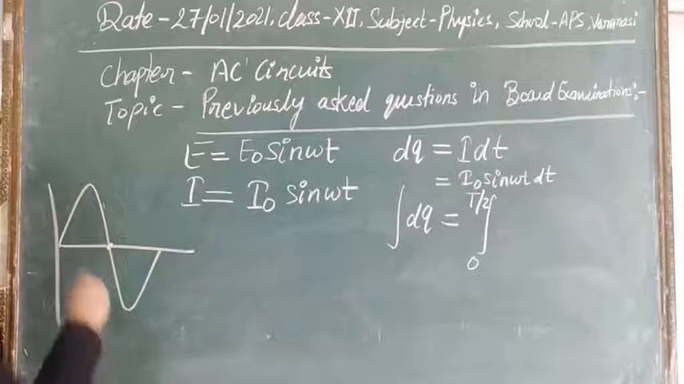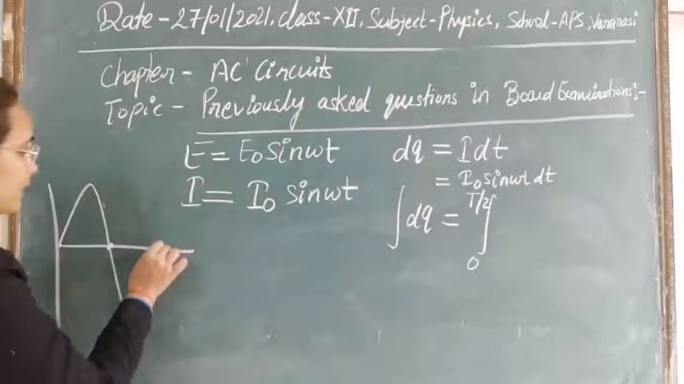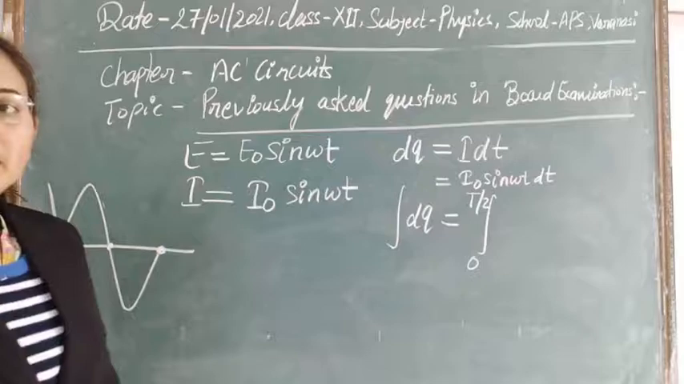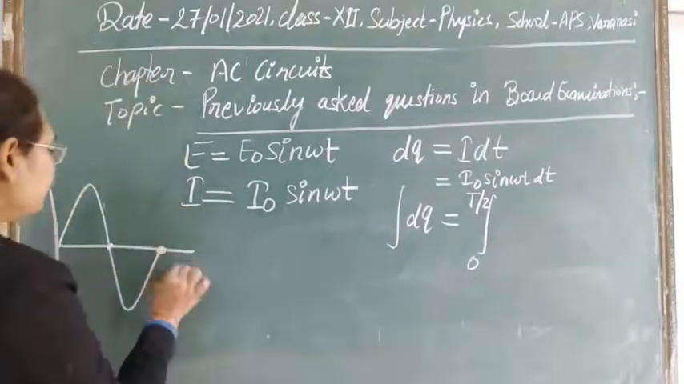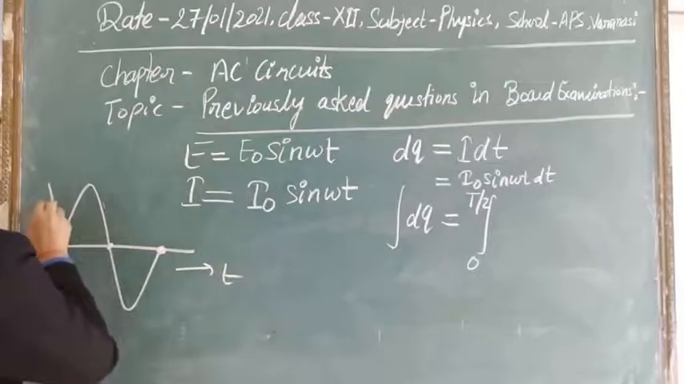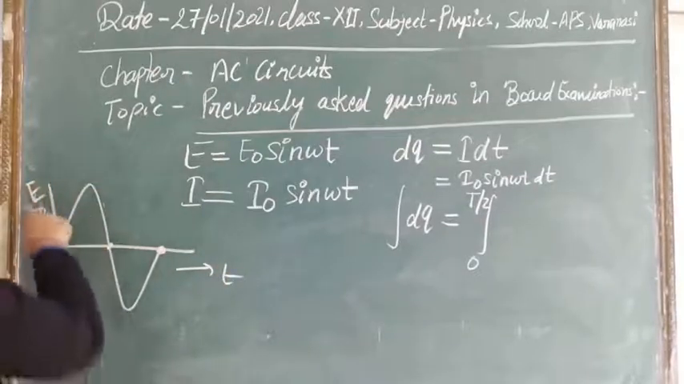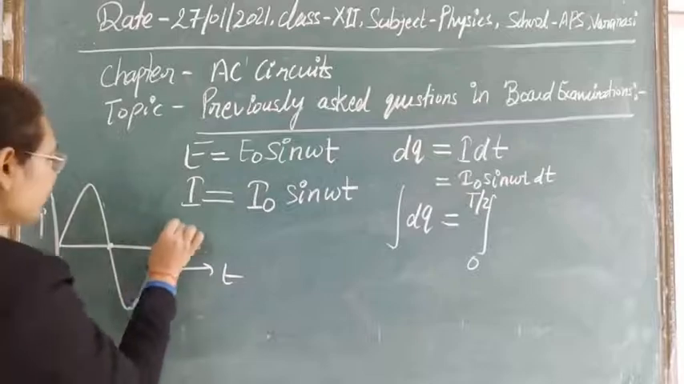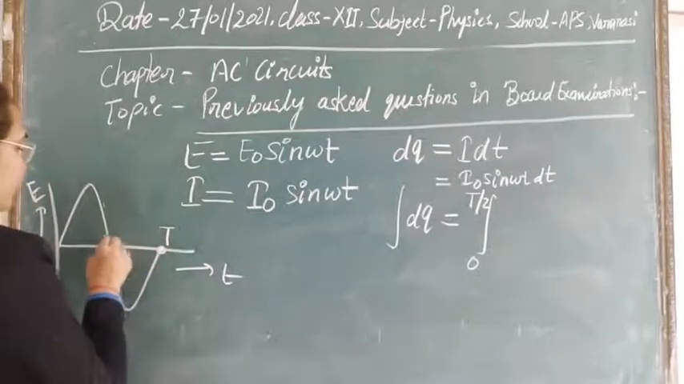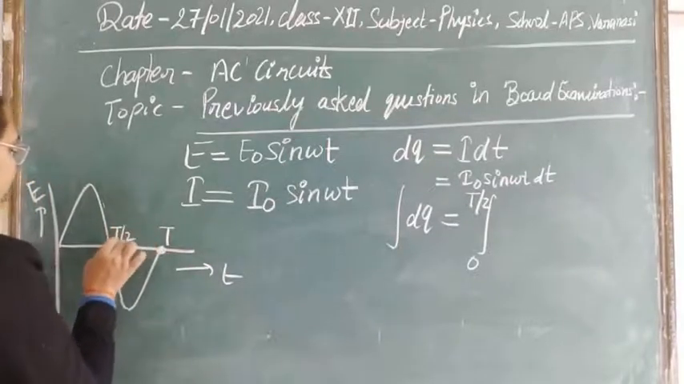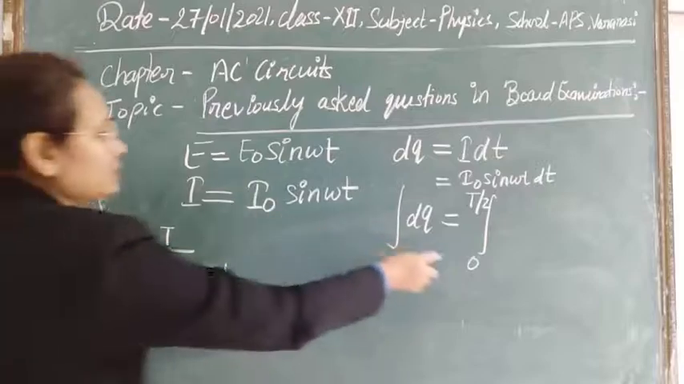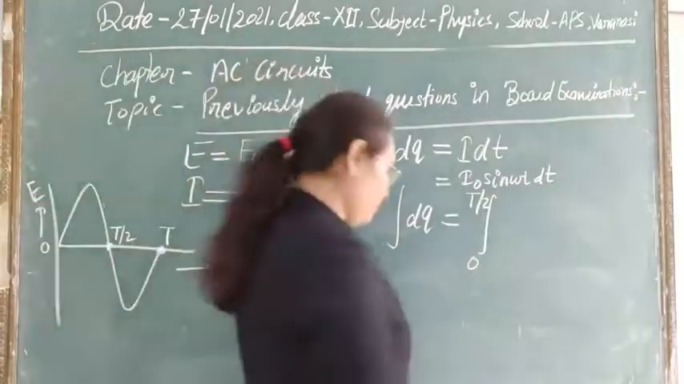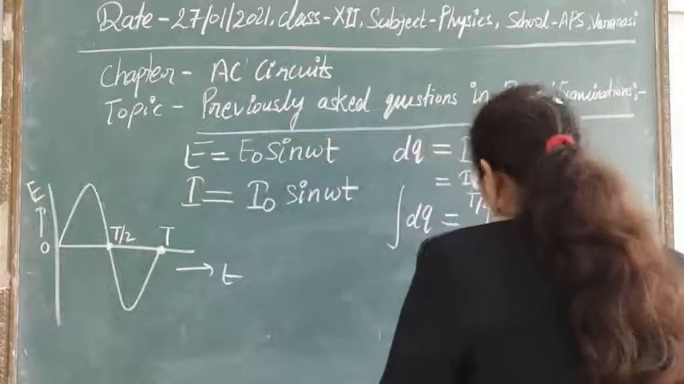You know that this is a complete cycle, and the time taken to complete one oscillation is known as its time period. Here, if it's voltage, we can take this time to be equal to time period T. So obviously this half cycle will be T by 2. We can integrate the value of current over 0 to T by 2 here. And now let's put the values here.